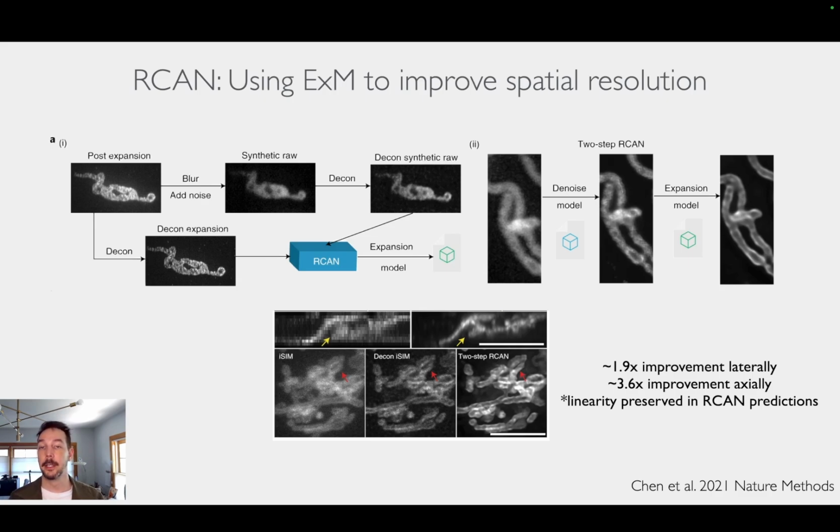So basically they can image the samples normally on the microscope and then restore to something that's similar to if it was expanded. Of course, they can't go the full way, but the improvement is actually quite impressive. So 1.9 times laterally and 3.6 times axially. So this is, if you're trying to study the morphology of these endosomes, an incredibly powerful approach.